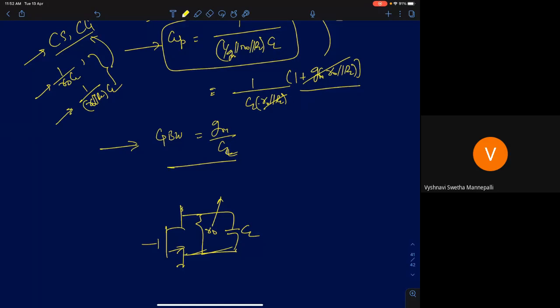If you have to increase the gain, how do you increase gain in a single stage amplifier? You increase it by increasing your R naught. In a single stage amplifier, you can increase R naught and increase your gain. But if you do that, your GBW will remain the same. That's all I'm saying. If I want to increase the gain bandwidth product, what should I do?